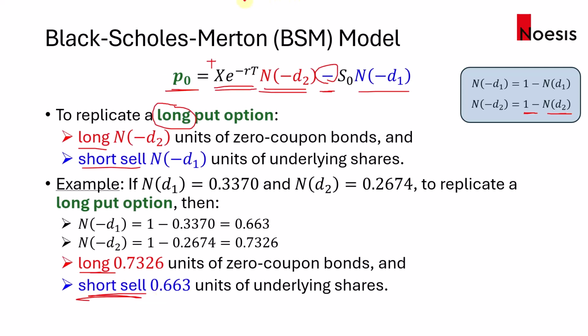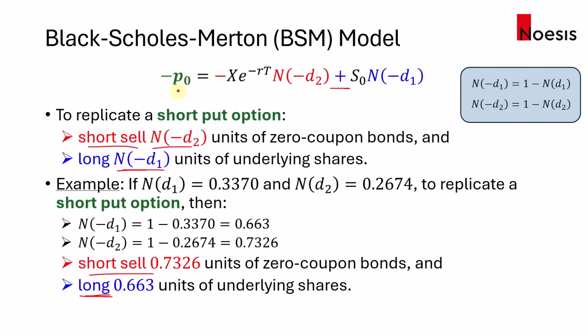So again, you just have to stick to one version, which is the put option formula. And if you need to do a short put, you just multiply a negative sign. So you don't have to remember extra formulas. You just need to have a point to focus on.